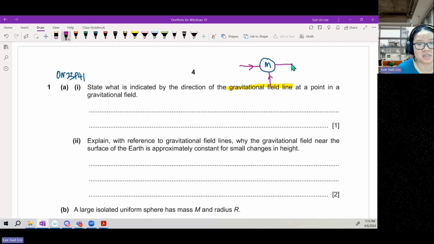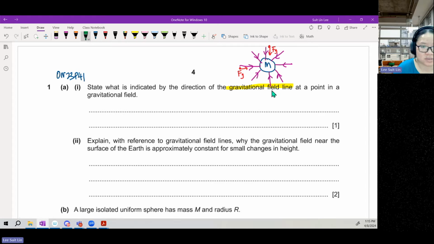So physicists decide that maybe we should draw some lines to show that there's magic in this space. No, there's no magic. There's just a force field, okay? And the direction of these lines tells me the direction of the force. So let's say if I have an object here, it will experience gravitational force in this downward direction. If I have an object here, it will experience attractive gravitational force towards the point mass.